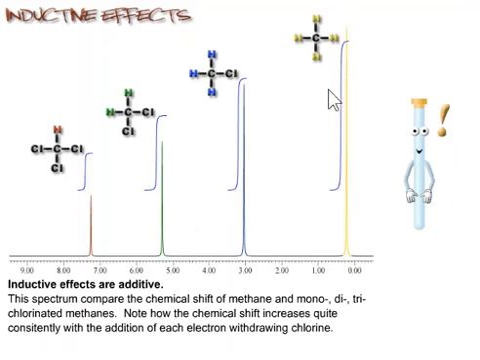So the inductive effects are additive. So the more chlorines you have, here we have more chlorines, and each of them is pulling electron density away. So you're getting de-shielding each time, and so each time that signal is shifting.